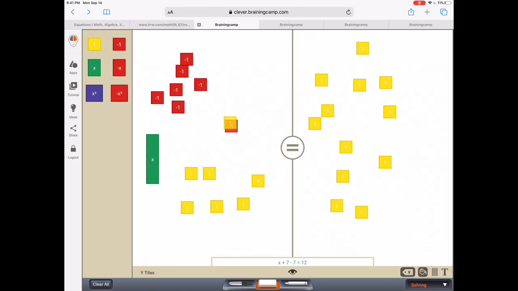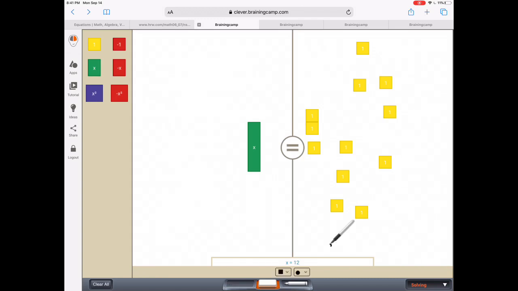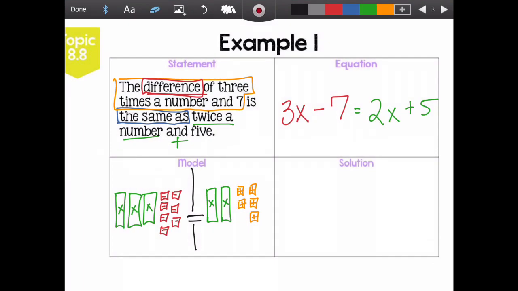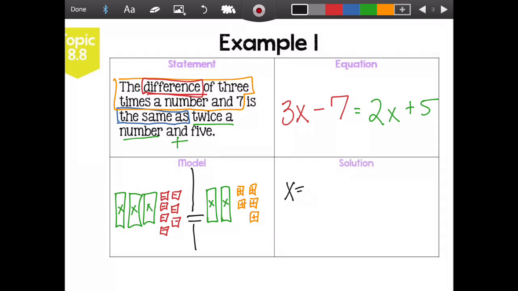And then here I can create those 0 pairs. So now we have x over here, and x is equal to 1, 2, 3. It tells us, down here it says x is equal to 12, all right? But again, we're not done. We want to make sure that we're plugging it into our calculator. So I'm going to go back here where we have said that our solution is x equals 12.